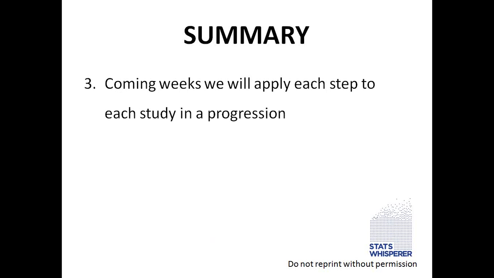So in the coming weeks, we're going to apply each step to each study in a progression, right? So we're going to take study number 1, all the independent variables with Happy at a continuous scale, and we're going to do data entry, checks of data integrity, the univariate, bivariate, multivariate analysis, and the write-up. And then we're going to apply that to the second study and then the third study, right? So we're going to apply those 6 steps. This is going to be some great experience that I'm looking forward to.